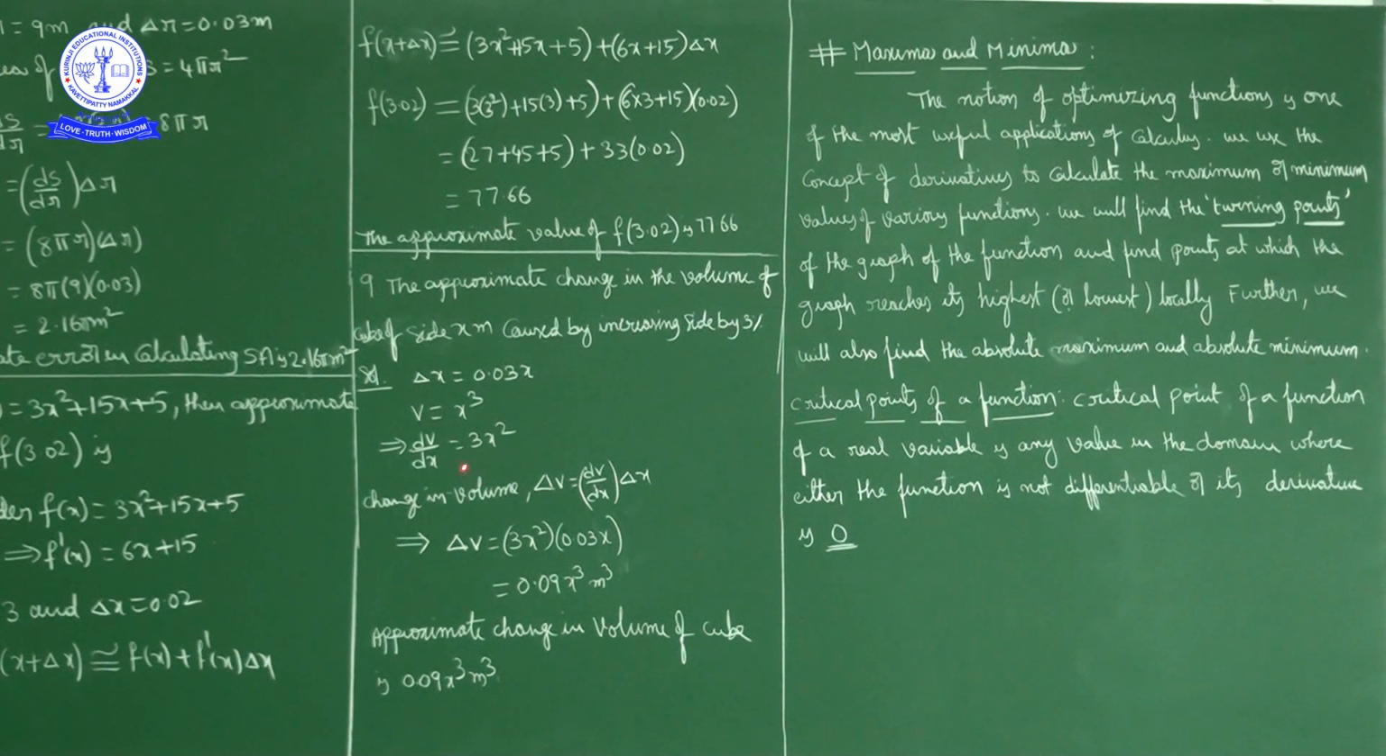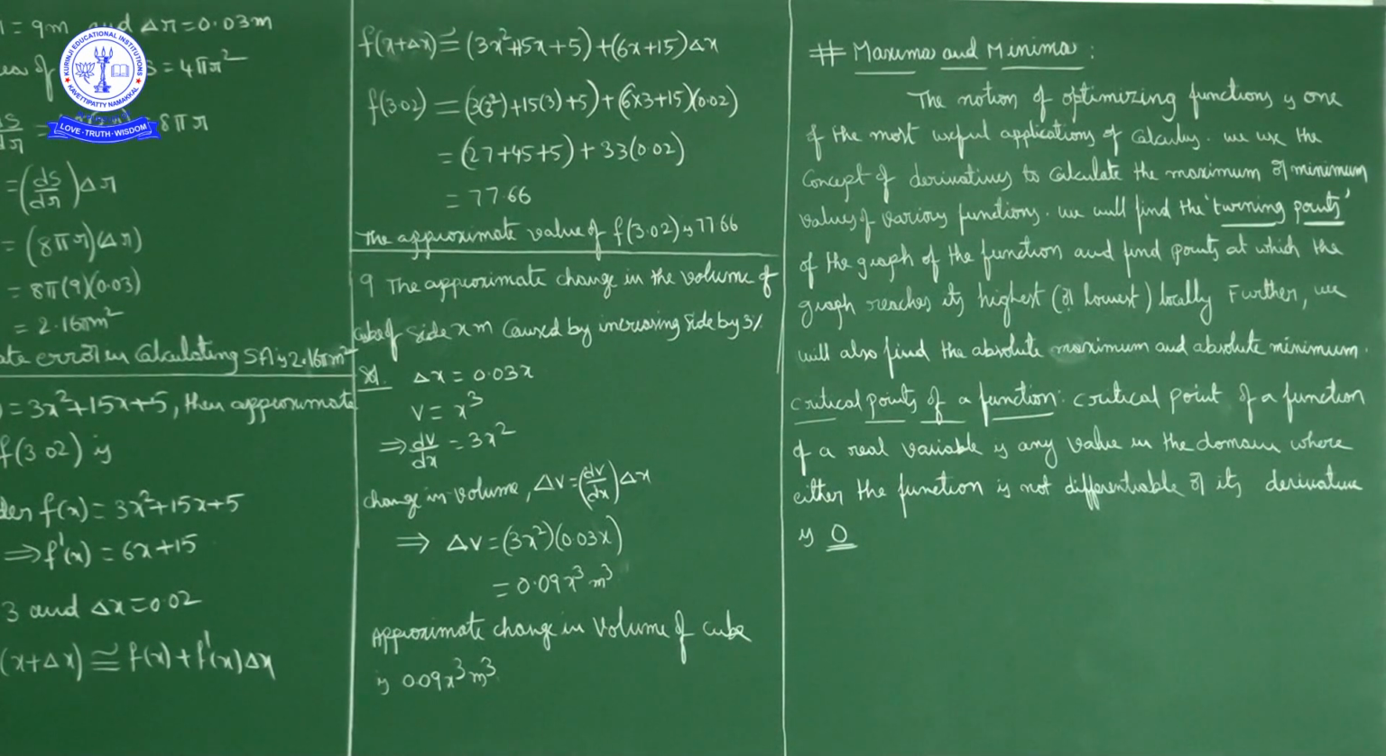Okay, now dv by dx is what? dv by dx is 3x square. 3x square into delta x is what? Delta x is 0.03x. So x square into x is x cube, 3 into 0.03 is 0.09. So 0.09 x cube cubic meters. So approximate change in volume of cube is 0.09 x cube cubic meters.